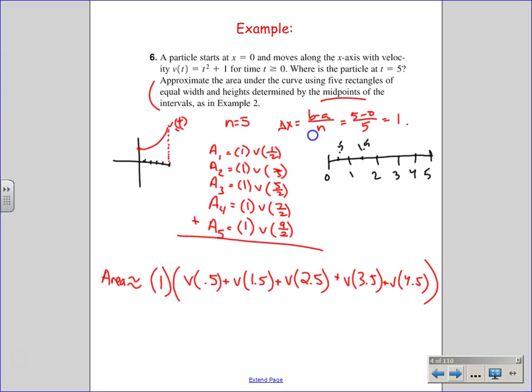Because some of these might get messy, and it might be helpful for you guys to make a little number line in order to visualize or to see what you're plugging in as far as the left or the right or the midpoints for each of the individual subintervals. But there you go.